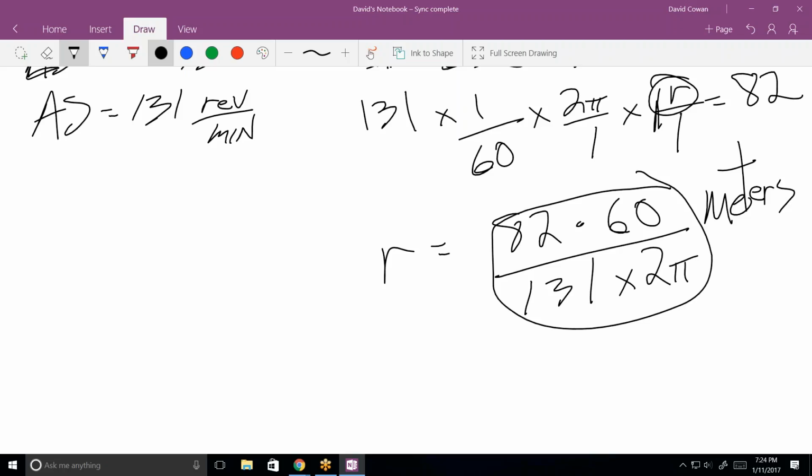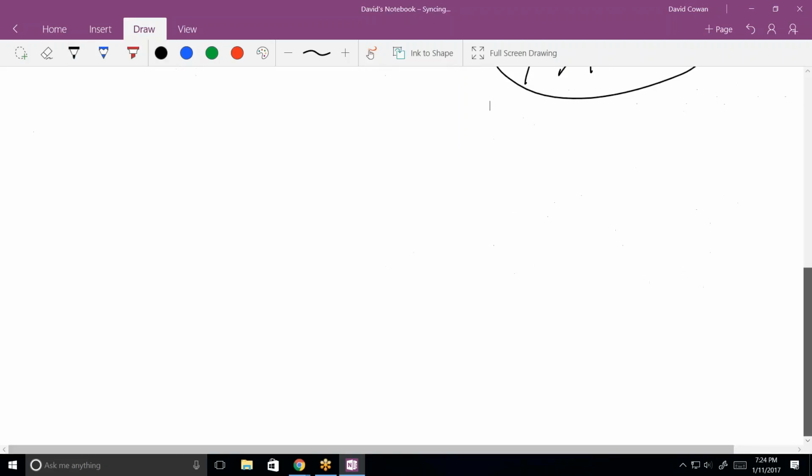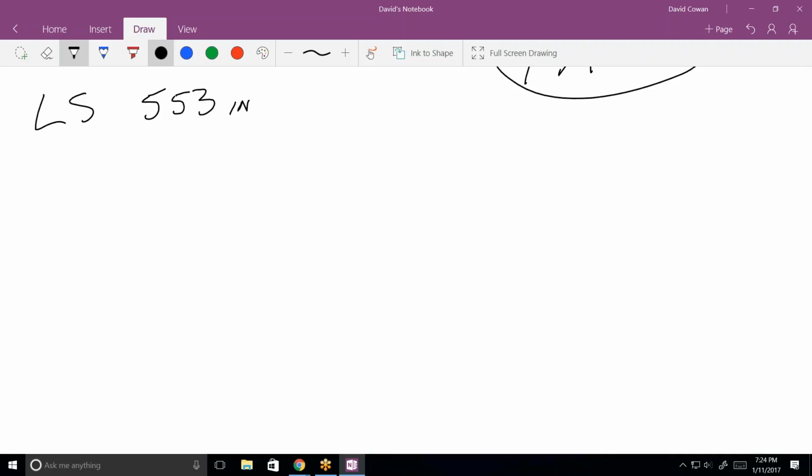I just have one more problem. It is the same thing as the last one. The linear speed is 553 inches per hour, and the angular speed is 0.09 revolutions per minute. You try this one. Start off with the angular.